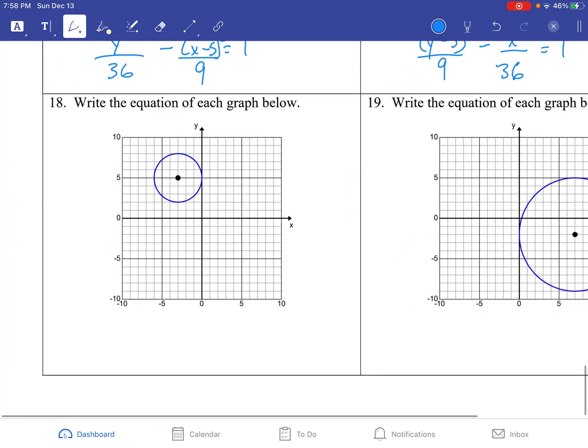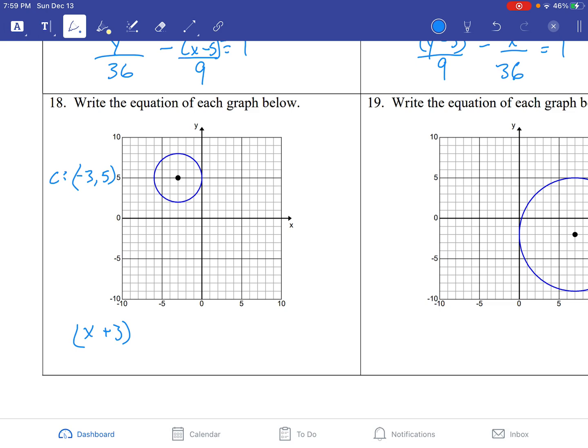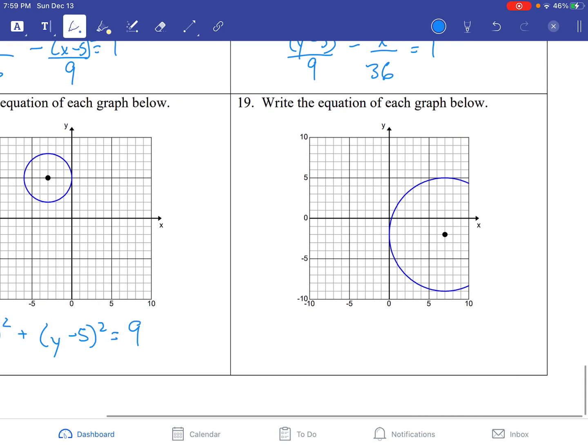All right. Next we have the circles. This is the last two. So the center of our circle is going to be -3, 5. So we have (x + 3) squared plus (y - 5) squared equals the radius is 3, which means that our problem's going to have 9.